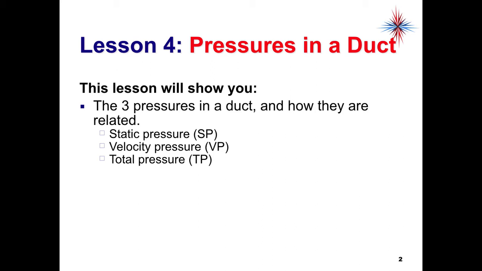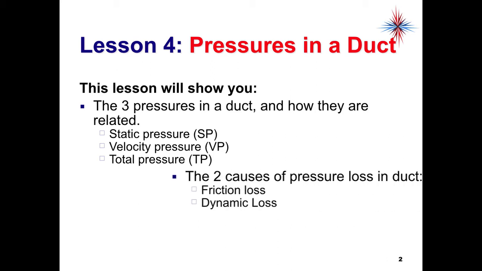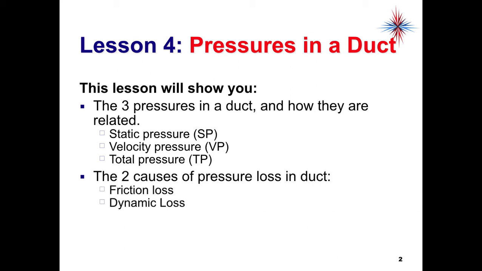Okay, it's pretty important to understand there's 3 pressures in a duct. Okay, and they're all related to each other. We have static pressure, sometimes shown as SP. We have velocity pressure as VP, and we have total pressure as TP. Okay, so we're then going to also talk about the 2 causes of pressure loss in ductwork. Okay, we have friction loss and dynamic loss.